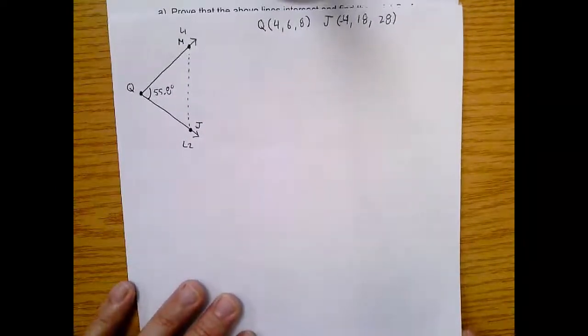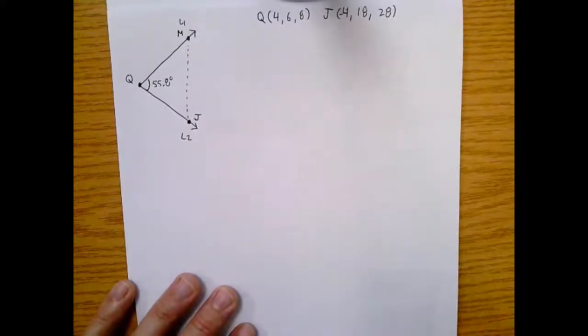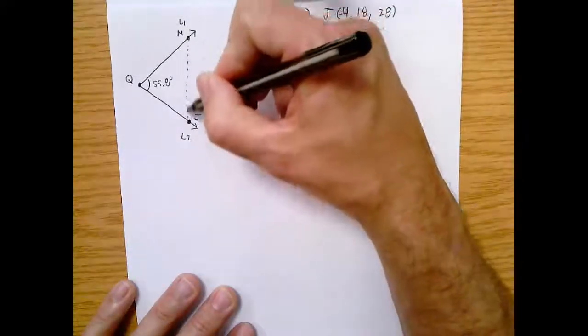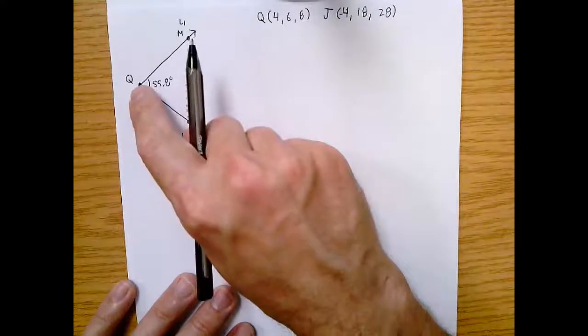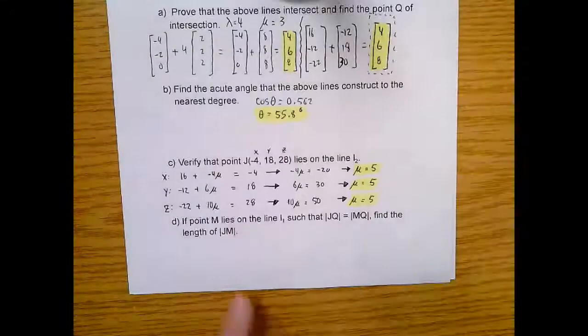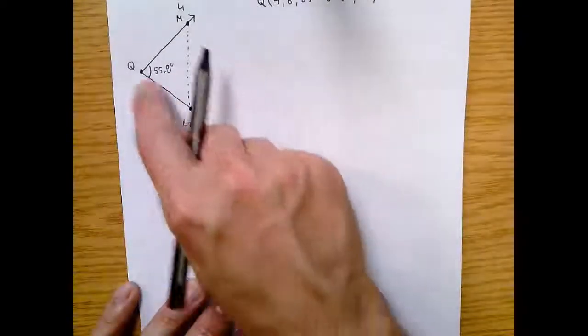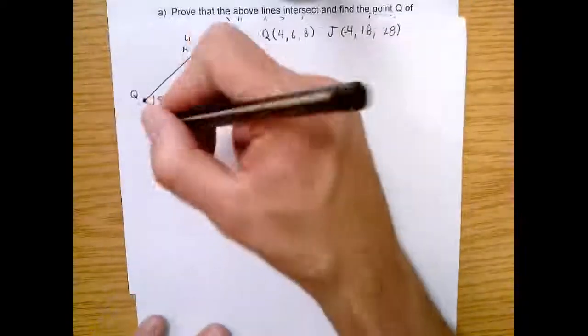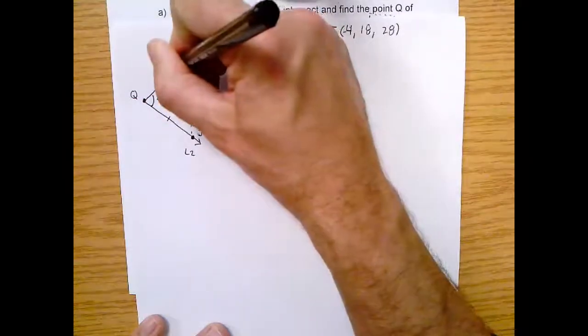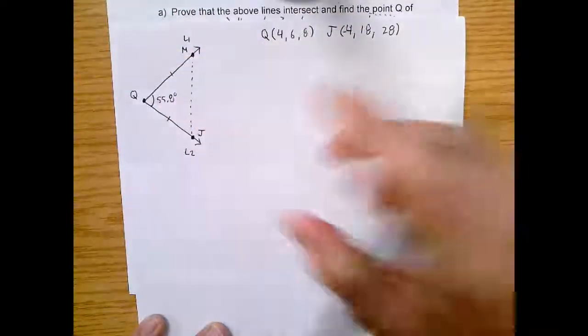Now, I want to rewind and contextualize this a little bit. Essentially, what they're saying is, what is this third side of the triangle? If you look at this, they told us that JQ and MQ are equal. So we know that JQ right here, I'm going to put this little line here, is actually going to be equal to here. So that's just an isosceles triangle. That's what we're working with.